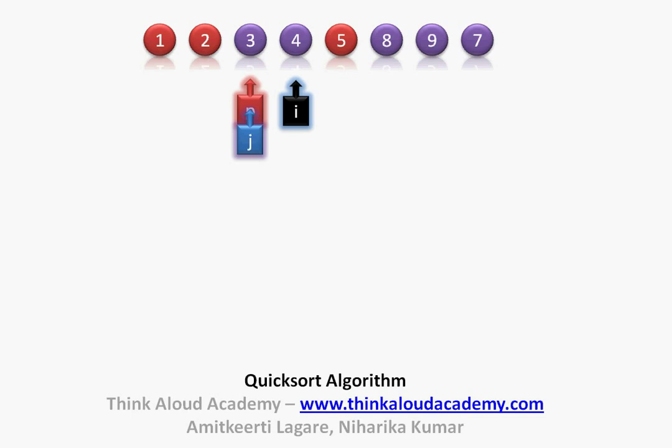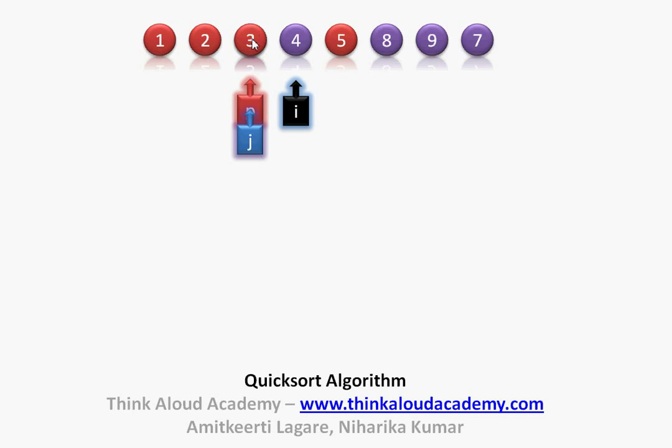So once j stops at this point, we see that j and I have crossed each other, which effectively means we should stop at this point and swap the pivot element and a of j. Since both are pointing to the same element, we are actually done with this particular element being in its place. So we have placed 3 in its position.